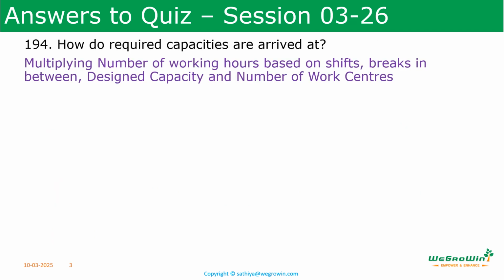How do required capacities are arrived at? Required capacities are arrived at by multiplying number of working hours based on shifts, breaks in between, that is during the shift there may be break like food break or cleaning or some other things, and also what is the designed capacity utilization and how many work centers are there.